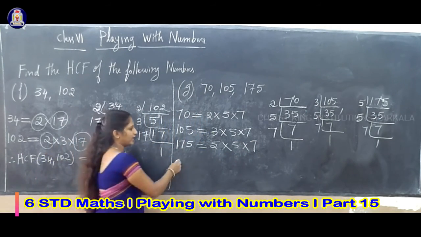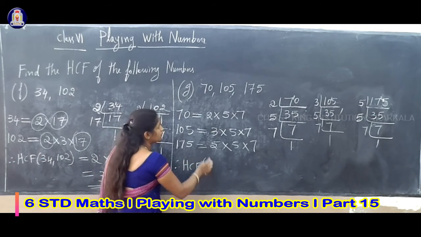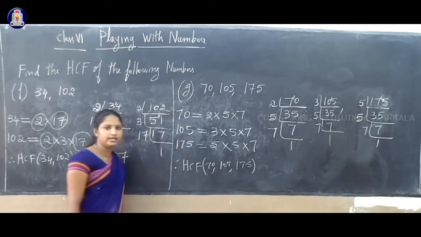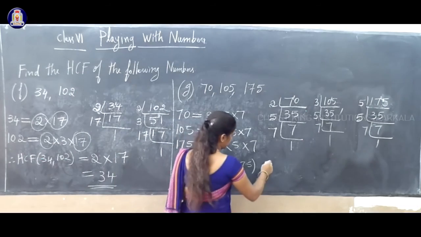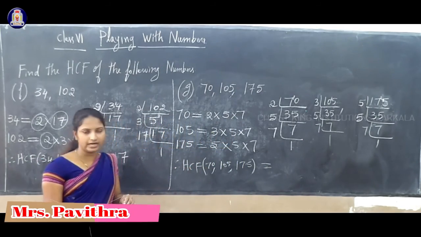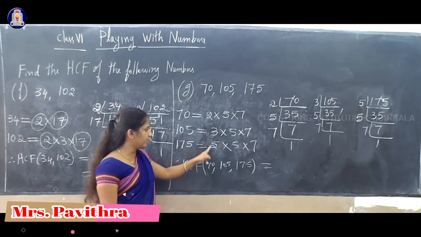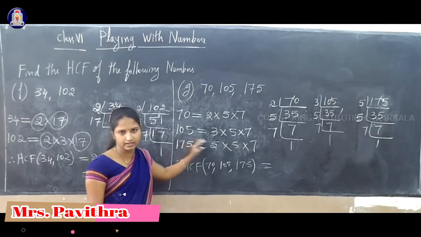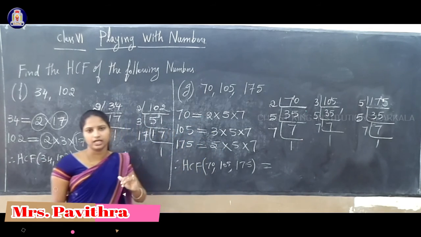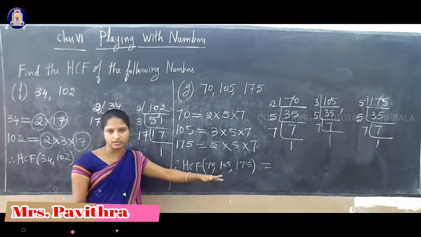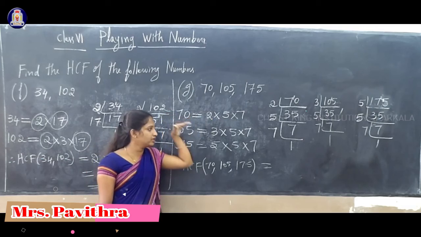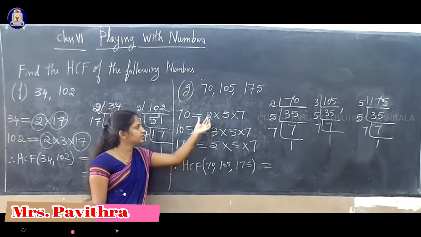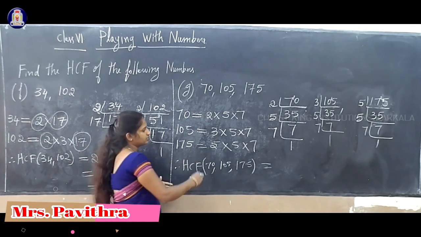Clear? So now we have to find the HCF of 70, 105, 175. See the common factor. We have to compare 70, 105, 175. We cannot compare only two; we have to compare all three. The same number should appear in each. So now see which is common.